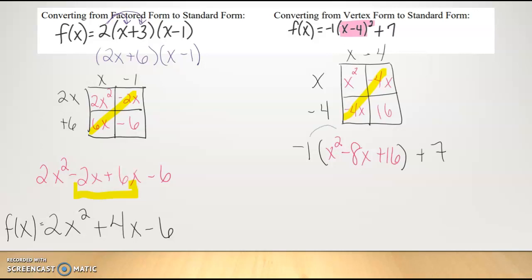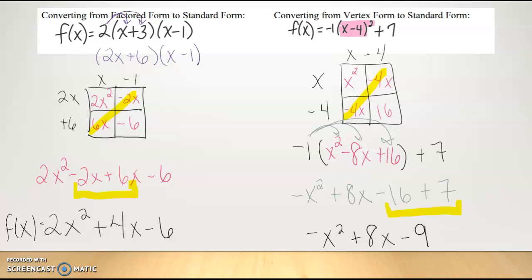Next, I will distribute my negative 1 to each value inside the parentheses to get negative x squared plus 8x minus 16 plus 7. And then I see I have two like terms here, negative 16 plus 7. If I add negative 16 plus 7, I get negative 9. So I've just converted vertex form to standard form.